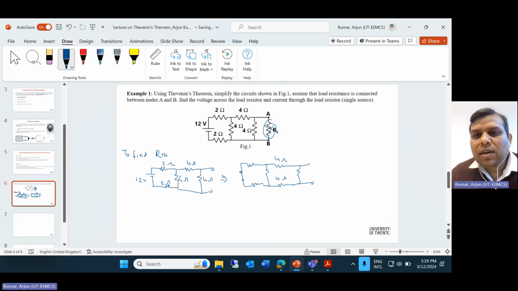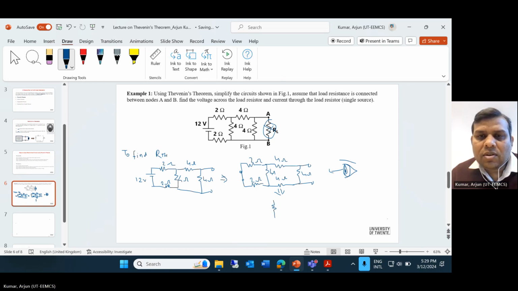Okay, so this is your open terminal now. Now, if you're looking from this side, you will see that this 2 ohm resistance and this 2 ohm are in series and parallel with this 4 ohm. So if you simplify the circuit, this will be a 4 ohm resistance, because these 2 and 2 will be in series, so it becomes 4 ohm. Okay, and then you have this 4 ohm resistance.